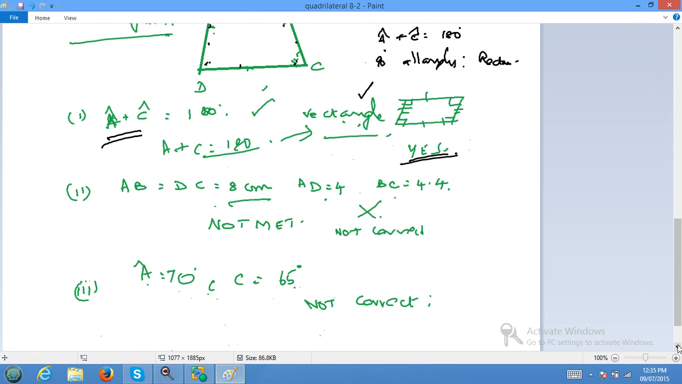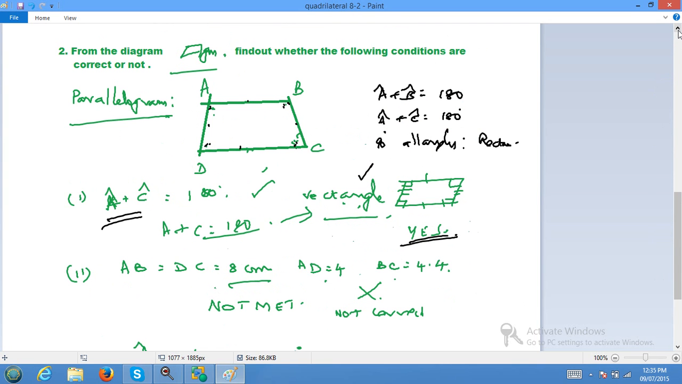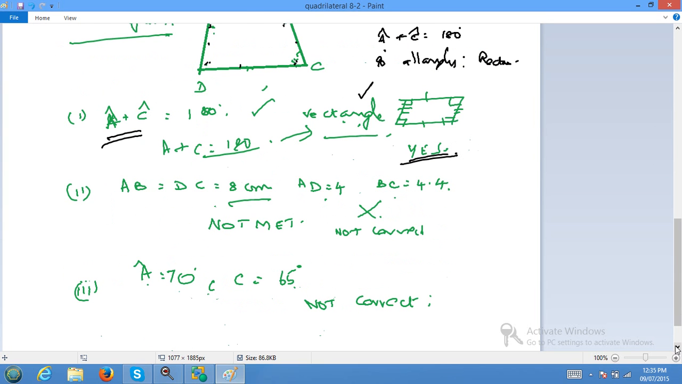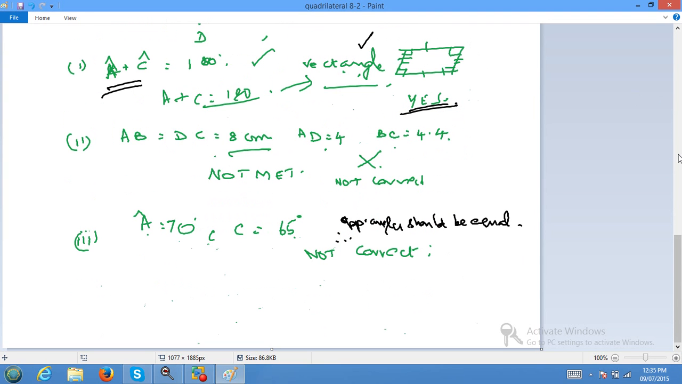Next one: angle A is equal to 70, and angle C is equal to 65. So opposite angles are not equal. Opposite angles should be equal. Therefore, that is not a correct parallelogram. That is how we understand the properties.